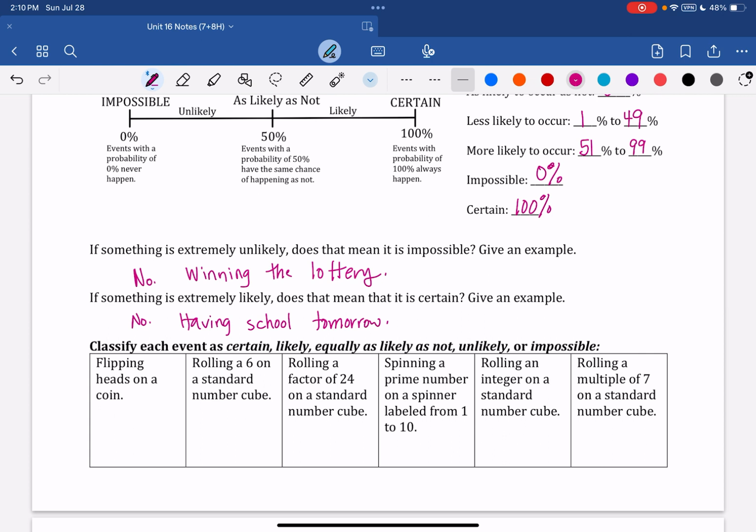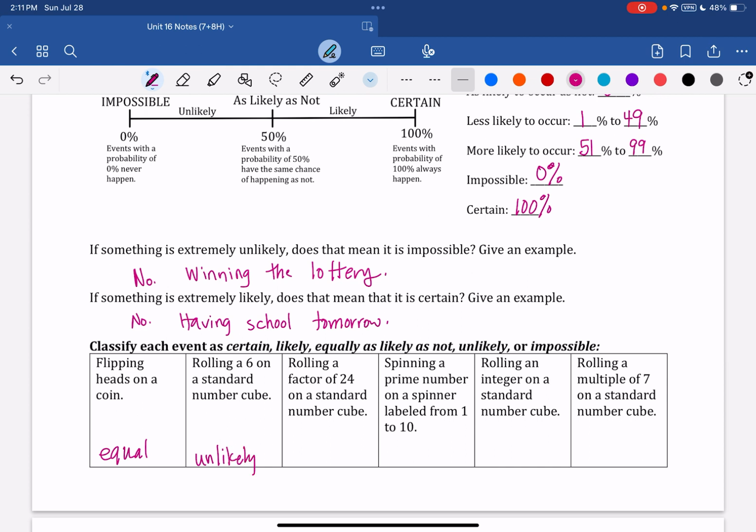Classify each event as certain, likely, equally as likely as not, unlikely, or impossible. Flipping heads on a coin. Well, that's equal, right? 50-50. Rolling a 6 on a standard number cube. Unlikely. Right? You only have a 1 in 6 chance.